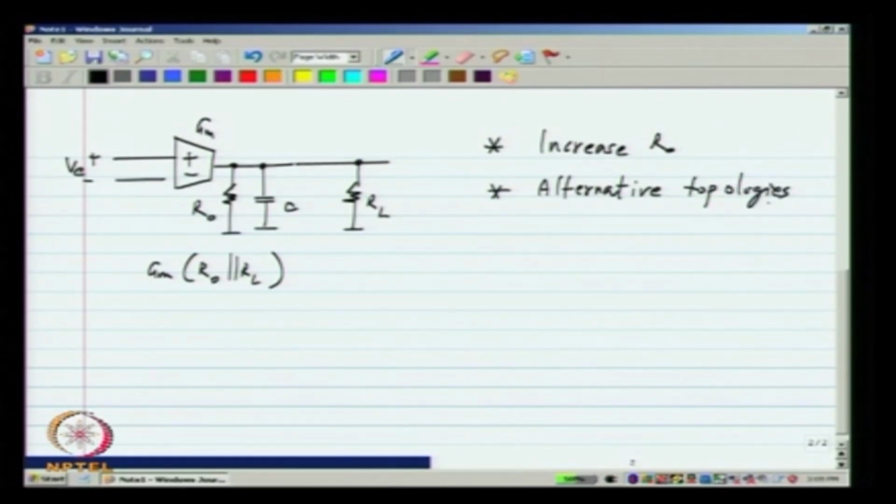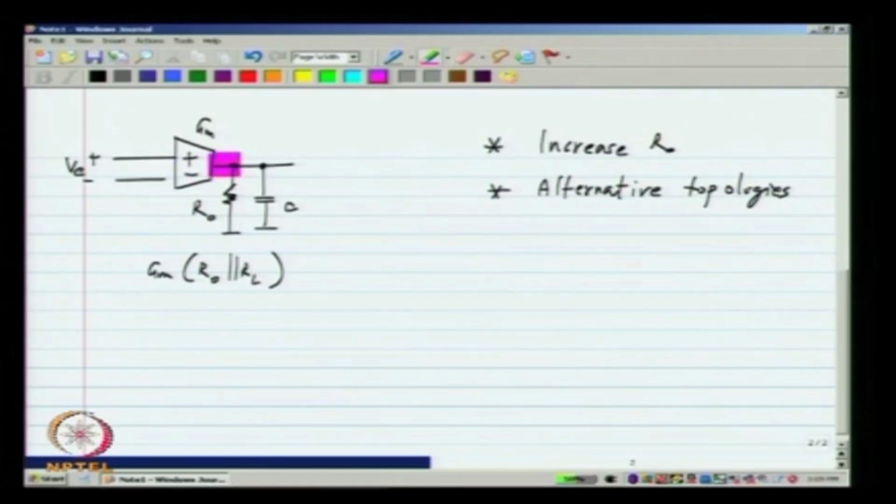Okay. So, during the initial analysis we will still assume that there is no external load. We will derive the topology and then show that even with external resistive load these things can work well. Okay. Now, to investigate alternative topologies, first we need to find out exactly why this topology results in limited DC gain. It is quite simple.